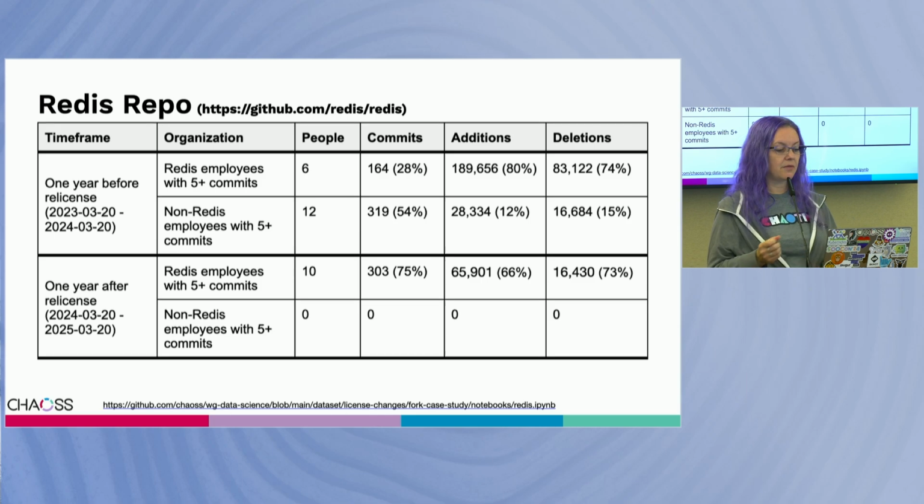So in the year after the relicense, all of those existing contributors from companies like Amazon, Alibaba, Tencent, Huawei, Ericsson, who contributed over 5 commits to the Redis project in the year leading up to the relicense, they stopped contributing. So some made a couple of commits shortly after the relicensing, which in talking to them was frankly just a work in progress that eventually got merged. But all of the contributors who made 5 or more commits after the relicense were Redis employees.